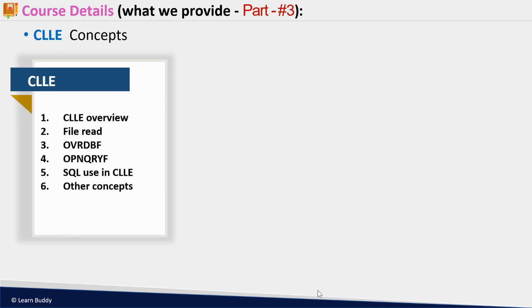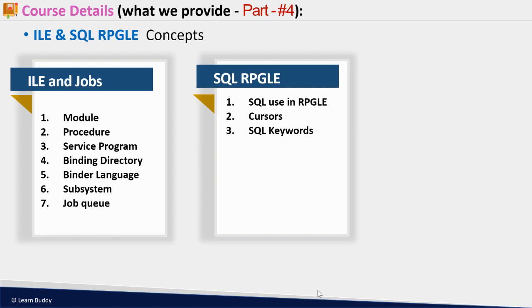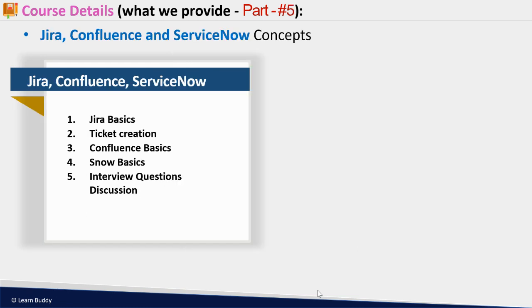All these things we will cover as part two of this course, and we will also learn CLLE concepts. Then ILE and jobs. There is a jobs concept in the AS400. What exactly is a job, and if a job fails, what exactly do we need to do and how can we do proper analysis? In the ILE concept, we will cover what a service program is, binding directories and binder language, and what modules, procedures and subprocedures are. We will also learn SQL RPGLE, how we can write SQL syntax in the AS400, and some SQL keywords as well.